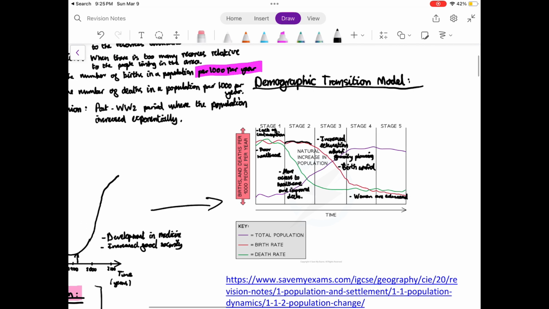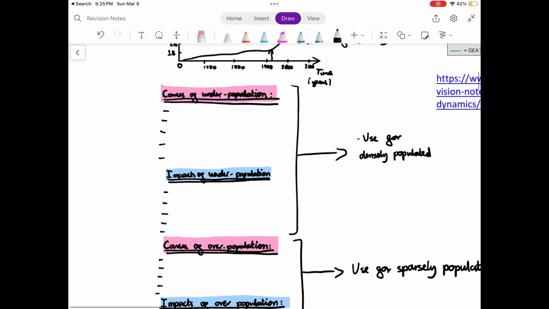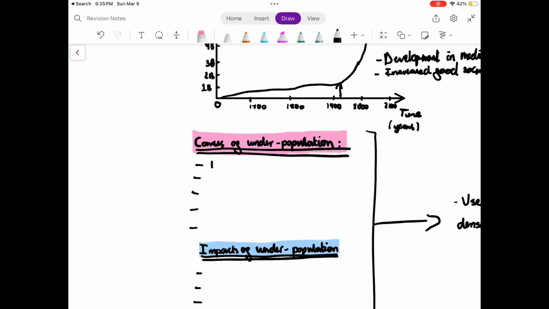Okay, so that's all for the DTM, and now we're going to move to the causes and implications of both over and underpopulation. The causes of underpopulation are extreme climate, because humans may not be able to survive in harsh climates, so they will have to move to areas that are more habitable and accessible to resources like water and fossil fuels, etc.